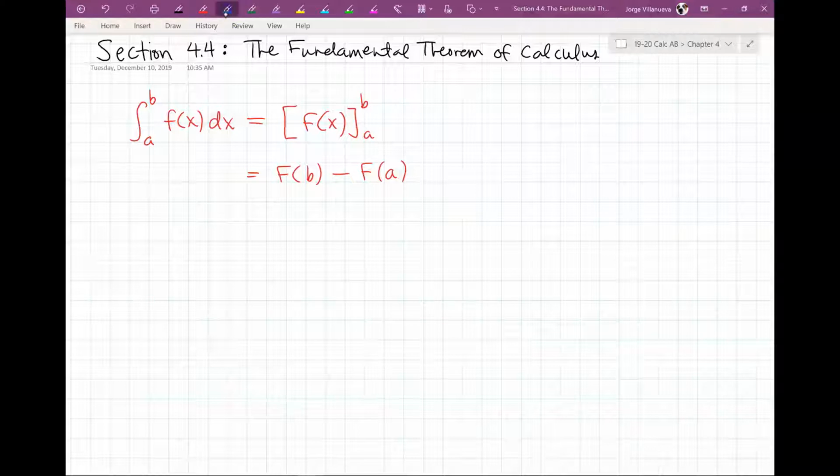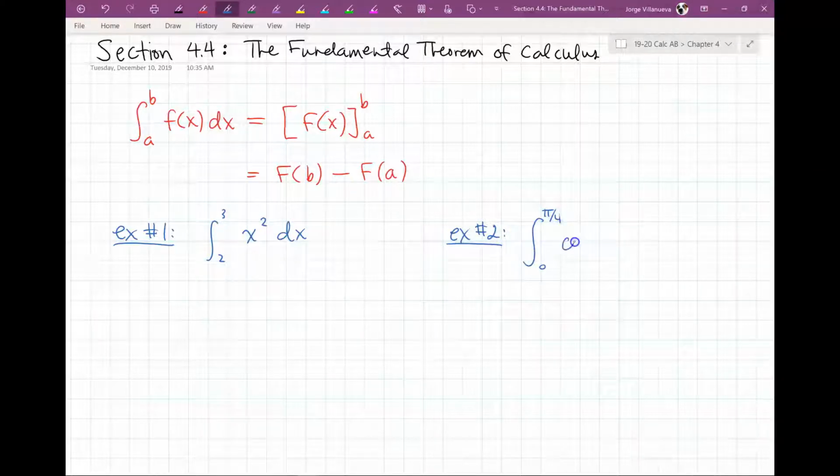But just as a real quick review, let's try this out here. So example number 1, I'll give you a couple minutes maybe to try this out. Okay, and then example 2, I'll put it over here to the side of it. Try this out. So let's do the integral from 0 to pi over 4 of cosine of x dx. So I'm going to stop the recording real quick. I'm going to give you guys a minute or so. Try to do these.